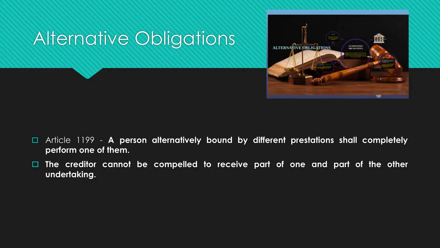Meaning either one of them will extinguish the obligation. The fulfillment by the debtor of any of the obligations in the alternative will extinguish it. So a person alternatively bound by different prestations shall completely perform one of them, any one of them. The creditor cannot be compelled to receive part of one and part of the other undertaking. So it should be completely performed by any one of them. So you cannot give part of one item and then part of another item if it is an alternative obligation.